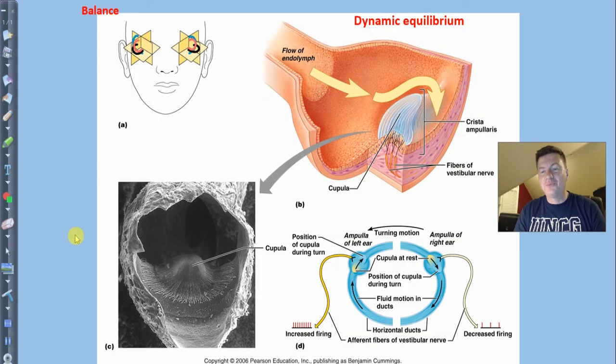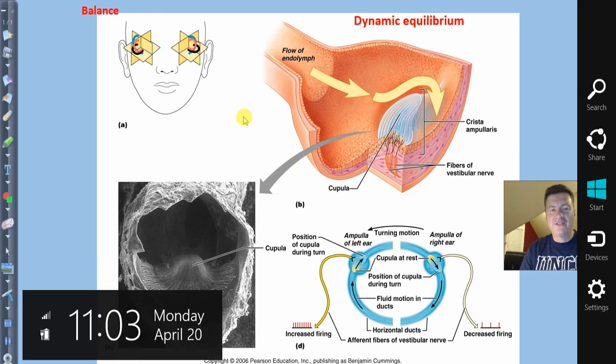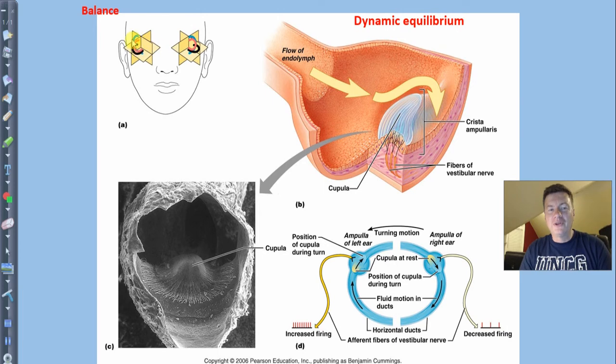What if your head is moving? We have those semicircular canals, and you can see them up here a little bit. Those semicircular canals actually are going to have fluid in there that's going to do something similar. It's going to cause a deflection on a receptor, which helps your brain figure out what your head is doing. They're showing you just one of them down here, the horizontal one.